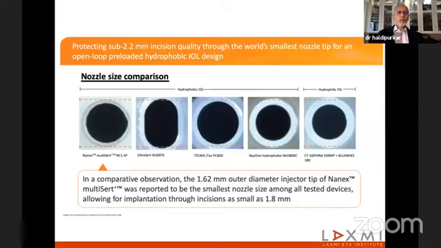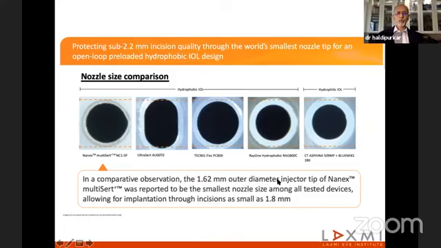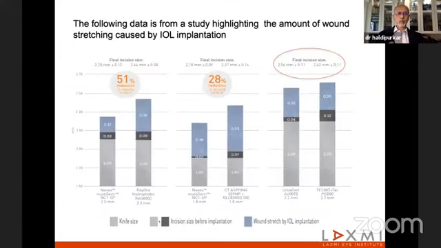Now, why is it so? Protecting the sub 2 millimeter incision quality through the world's smallest nozzle tip of an open loop preloaded hydrophobic IOL design is what Hoya offers us. And when you compare the nozzle size, the Nenex as compared to most of the others that are available like Ultracert, Technis iTech, Rayon hydrophobic, it's the smallest one at 1.62 millimeter outer diameter. And that makes it possible to insert it comfortably.